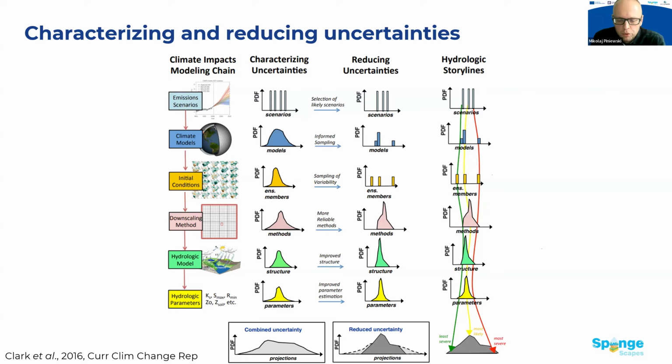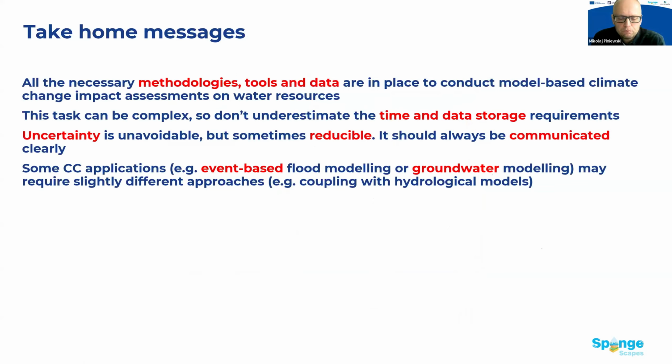However, what is important is to at least make an attempt to reduce uncertainties. And as this image suggests, it can be achieved in different ways. For example, by selecting the most likely scenarios, by using the most reliable methods for certain points in this flow, and the most optimal model structures.